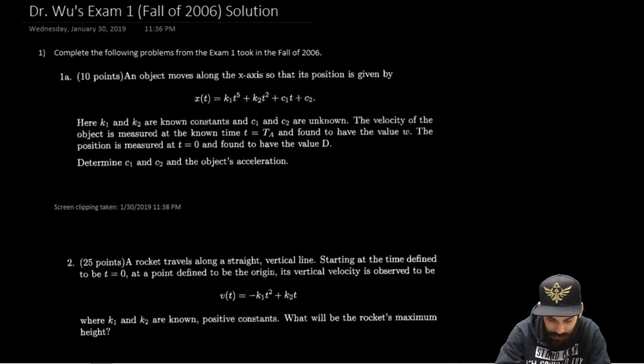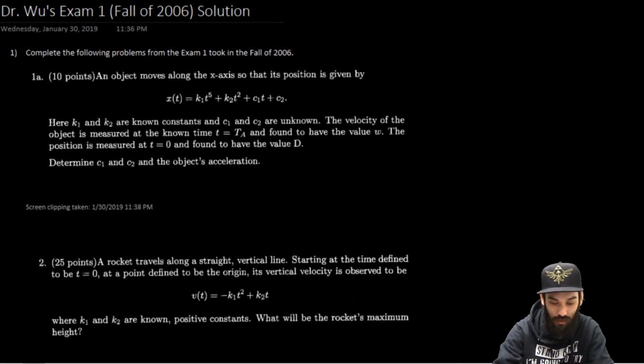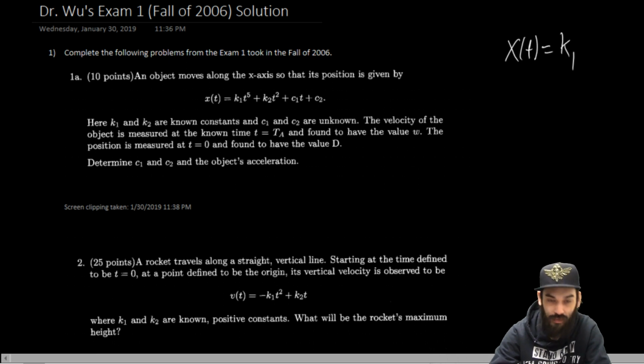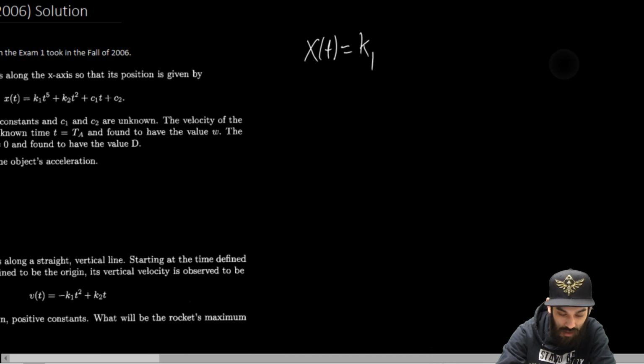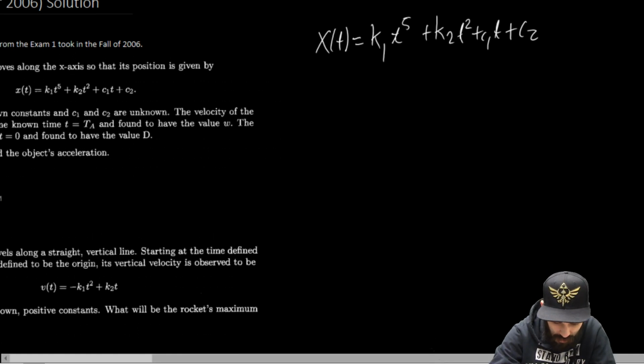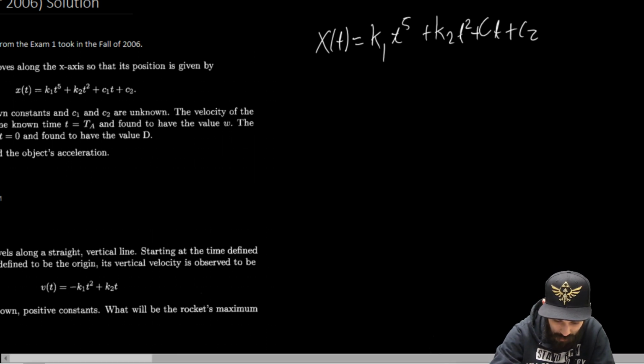Okay, so I'm going to do this one right off to the side of this problem. I should have enough room here. So let's just start by writing down the position function. So this is x of t is equal to k1 times t to the fifth plus k2 t squared plus c1 t plus c2. I'm not the biggest fan of that c1, so let's go ahead and write that a little bit bigger. So this is c1 t.